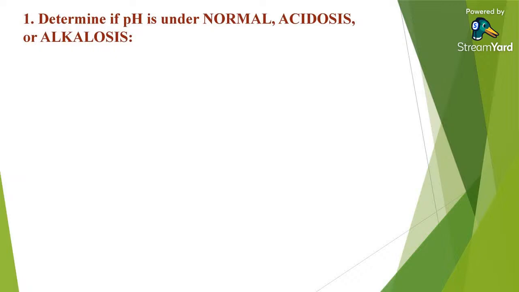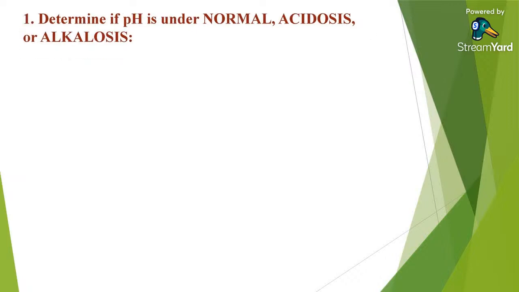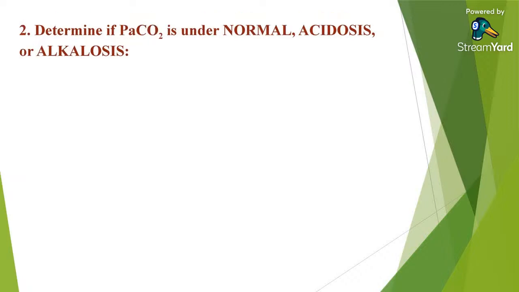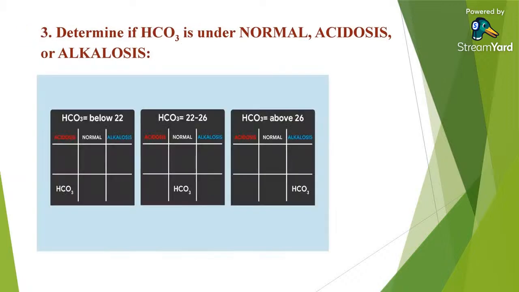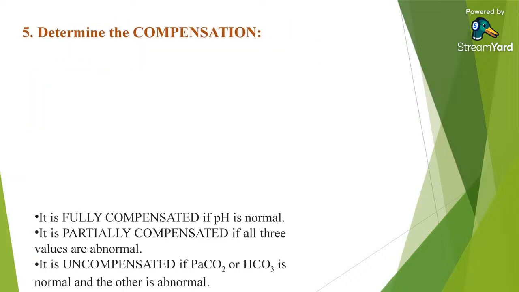So here are the few steps of how we will interpret the ABG. Number one, determine if the pH is under normal, acidosis or alkalosis. Number two, determine if partial pressure of carbon dioxide is under normal, acidosis or alkalosis. Number three, determine if bicarbonate is under normal, acidosis or alkalosis. Number four, determine if metabolic or respiratory. Number five, determine the compensation.